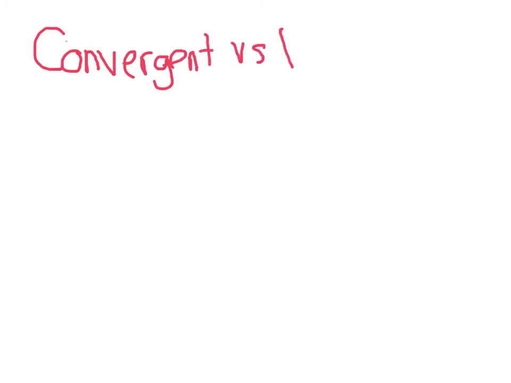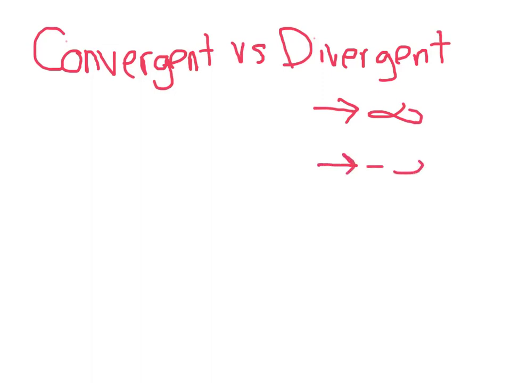And last, you also need to be able to identify if sequences are what's called convergent or divergent. Divergent basically means they're headed to positive infinity, they're headed to negative infinity, or they go back and forth and back and forth.